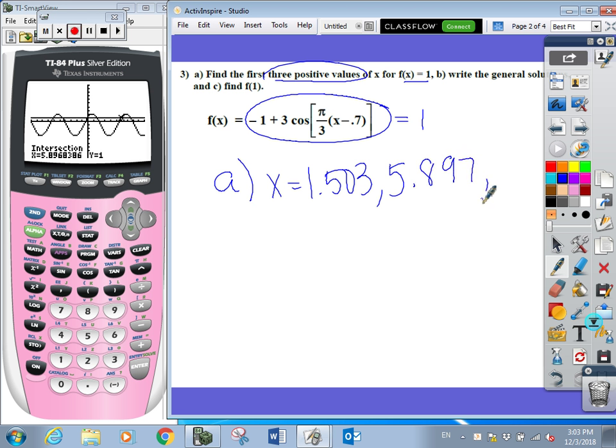Now, for the third one, if you remember how you get the third one from our non-calculator work, you just add the period to the first. What's the period on this one? 2 pi over b. So what does that come out to be? Correct, 6. Most common mistake, just think 2 pi and move on. It is not. B is not 1 in this one.